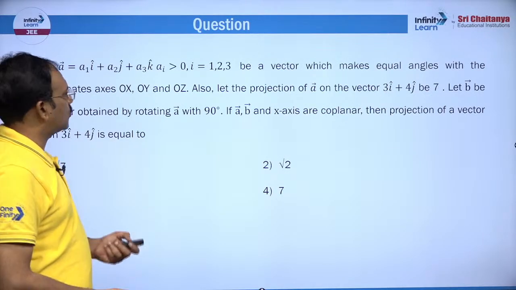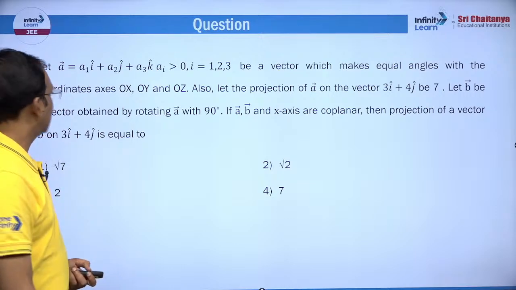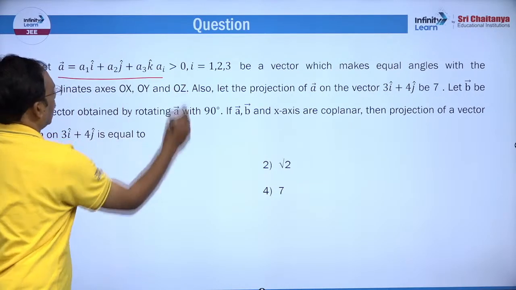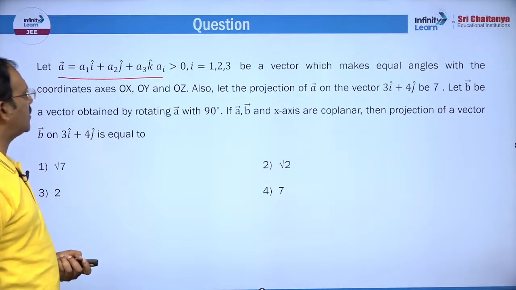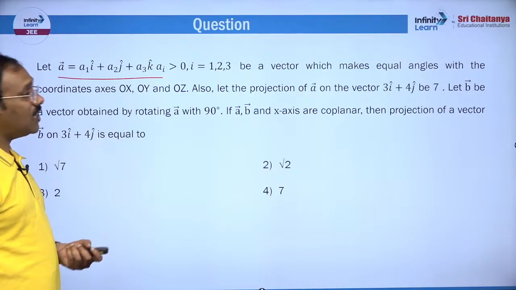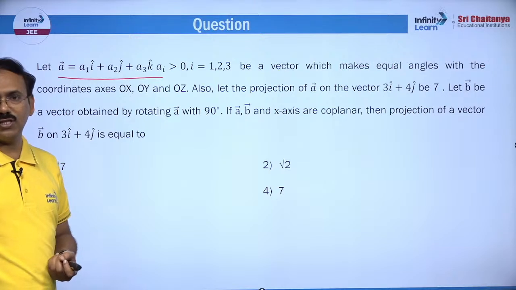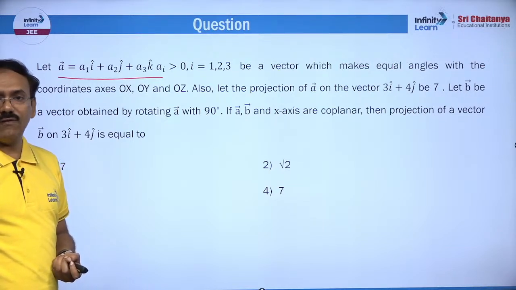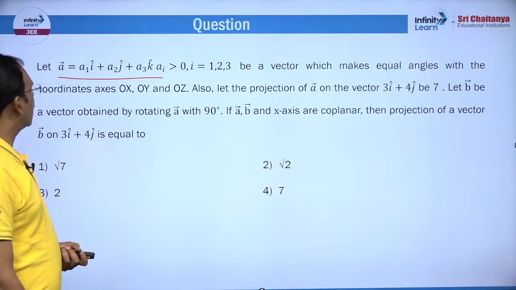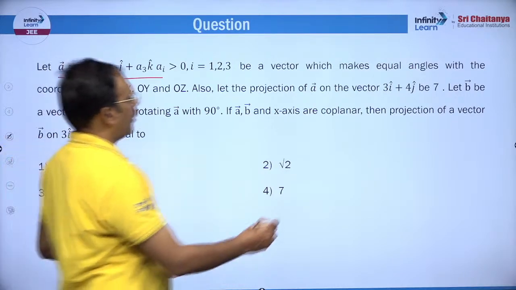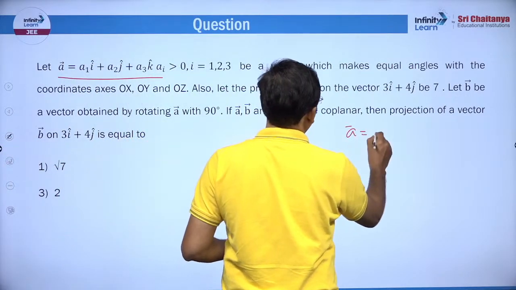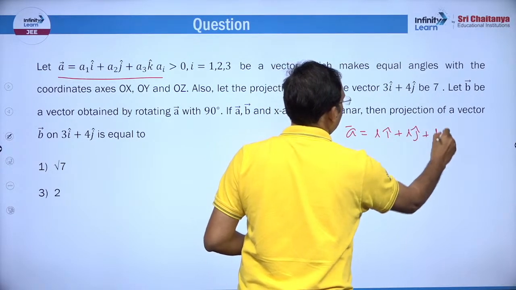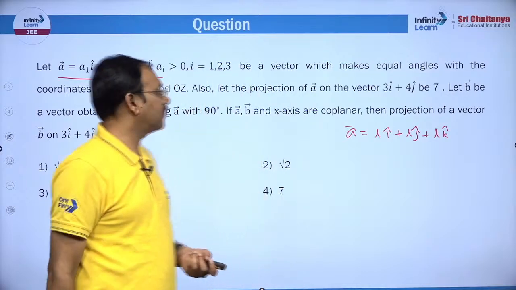Okay. Then the next one, a vectors related question. You see, A bar is a vector given like A1, A2, A3, where all are positive. B is a vector which makes equal angles with the coordinate axes Ox, Oy, Oz, positive x, y, z. That means DRs are like 1, 1, 1. So, why do you not take the vector like L i cap plus L j cap plus L k cap, because the DRs are the same.